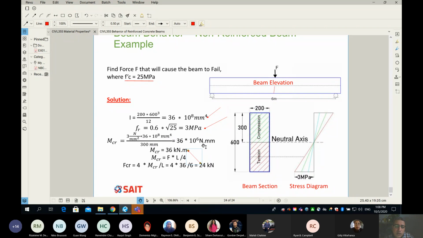And if you have this moment, guess what? The stress will be equal to 3. And because the stress equals 3, what happens? It means my beam will fail, because 3 is the modulus of rupture, which means concrete cannot take more than this. Maximum is 3. If you get a little bit more than 3, then your concrete will crack in tension.